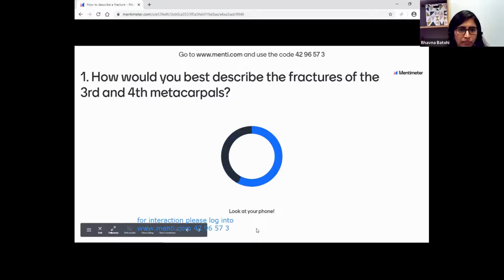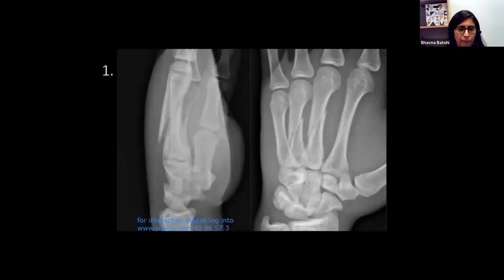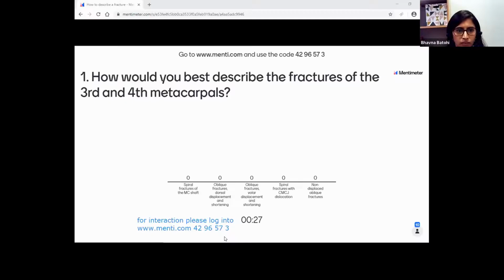Okay, so how would you best describe the fractures of the 3rd and 4th metacarpals? Go back to it so you can see it. So are those spiral fractures of the metacarpal shaft, oblique fractures with dorsal displacement and shortening, oblique fractures with volar displacement and shortening, spiral fractures with carpometacarpal joint dislocation, or non-displaced oblique fractures?